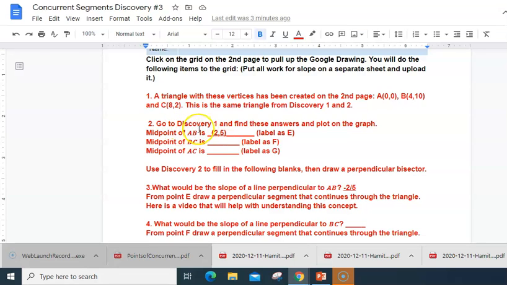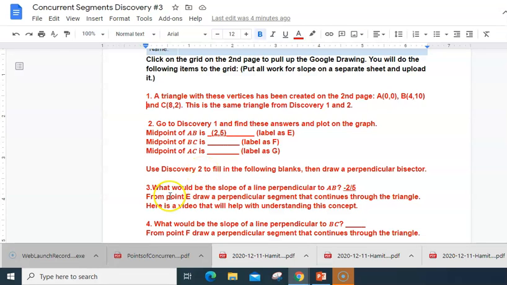But midpoint of AB we found out was (2, 5), and then the slope of the line perpendicular to AB from Discovery 2 was -2/5. So I got this answer from Discovery 1, and I got this answer from Discovery 2.